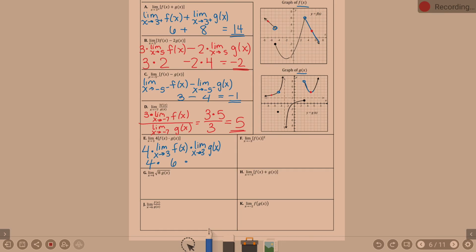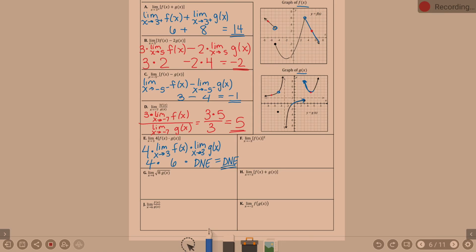Okay, we're looking for the limit as x approaches 3. X approaches 3 from both sides. It's got to be both sides. D and E, right? That makes the whole thing D and E, right? Exactly. 4 times 6 times does not exist, I just hadn't gotten there yet. I know, that's why I was waiting for everyone to get caught up.